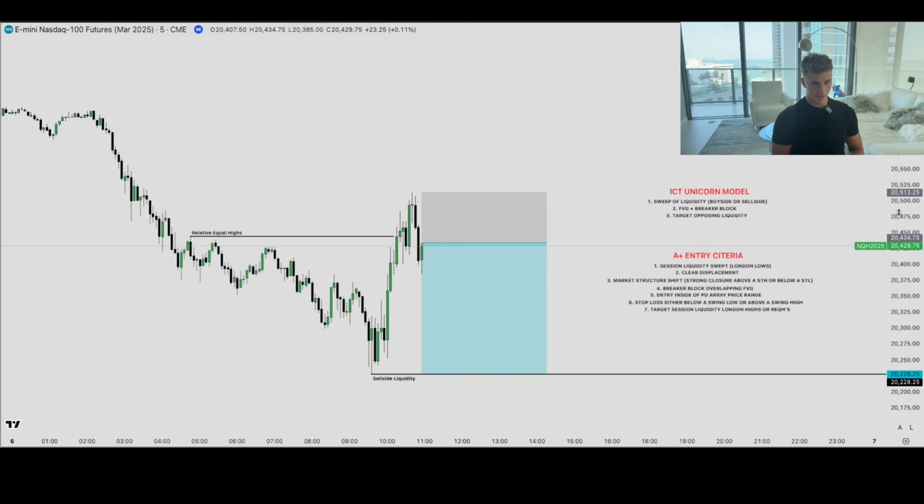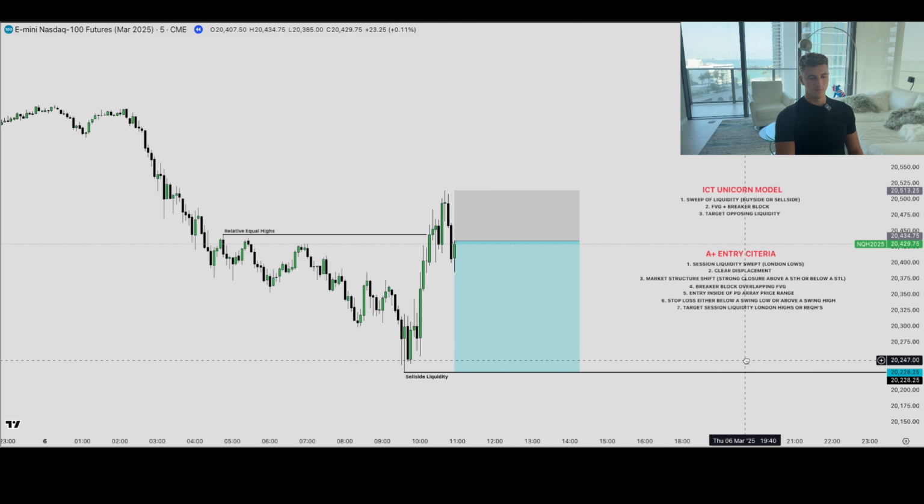Again, write that down. Number seven is the last and final bullet point. You want to target session liquidity. So London highs or London lows, Asia highs, Asia lows, very simple. Or you can even target relatively equal lows and relatively equal highs. That's a very strong draw on liquidity.